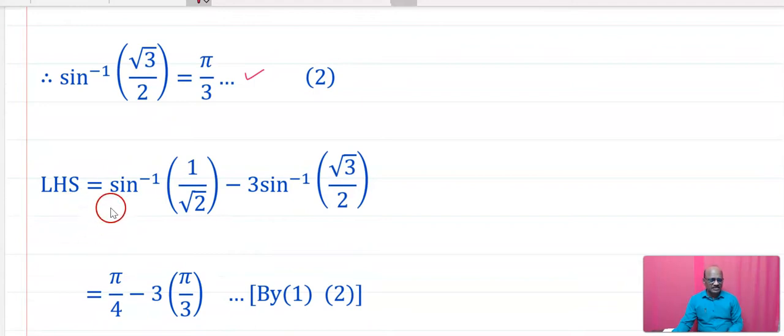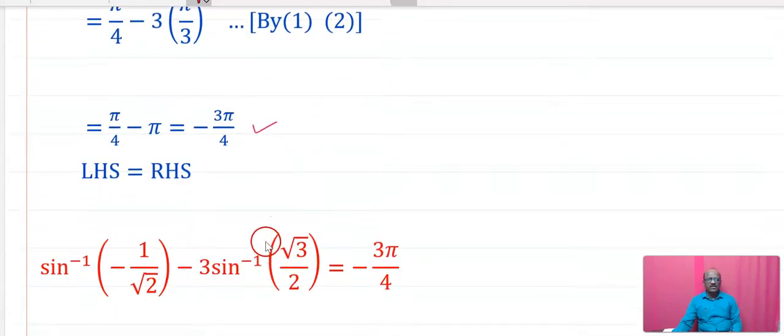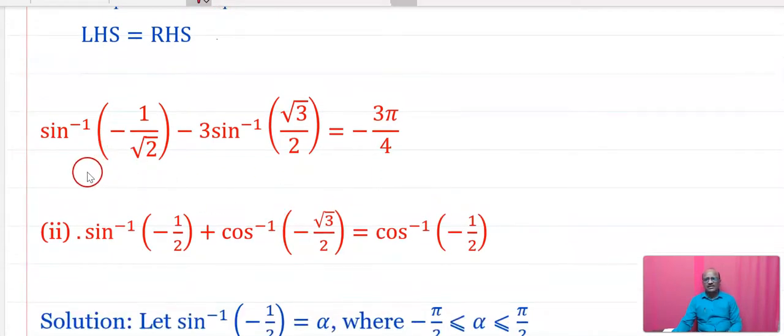Now, LHS: sine inverse of 1 by root 2 minus 3 times sine inverse of root 3 by 2. Sine inverse of 1 by root 2 is pi by 4. Sine inverse of root 3 by 2 is pi by 3, and if we simplify it, then you will get pi by 4 minus pi, and that is minus 3 pi by 4, and hence LHS is equal to RHS, and that's why sine inverse of 1 by root 2 minus 3 times sine inverse of root 3 by 2 is equal to minus 3 pi by 4.